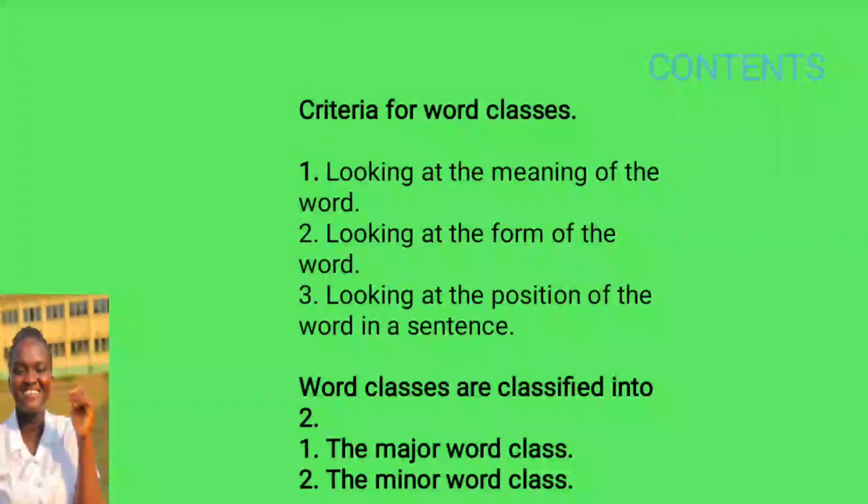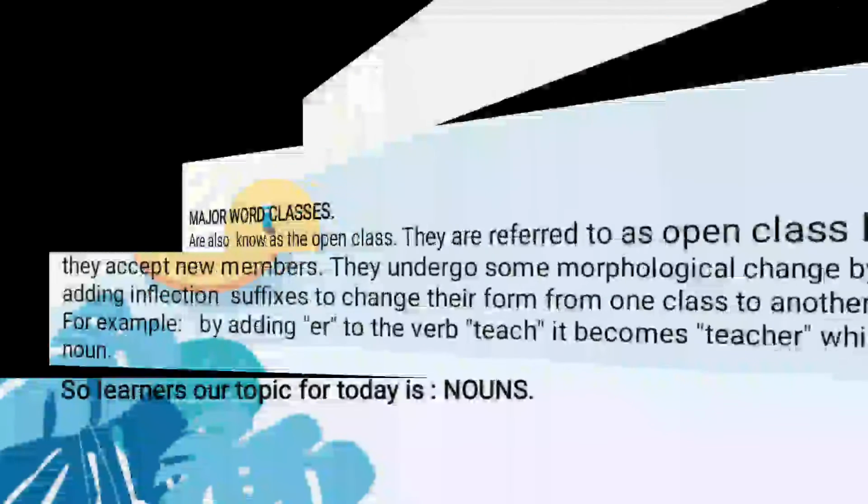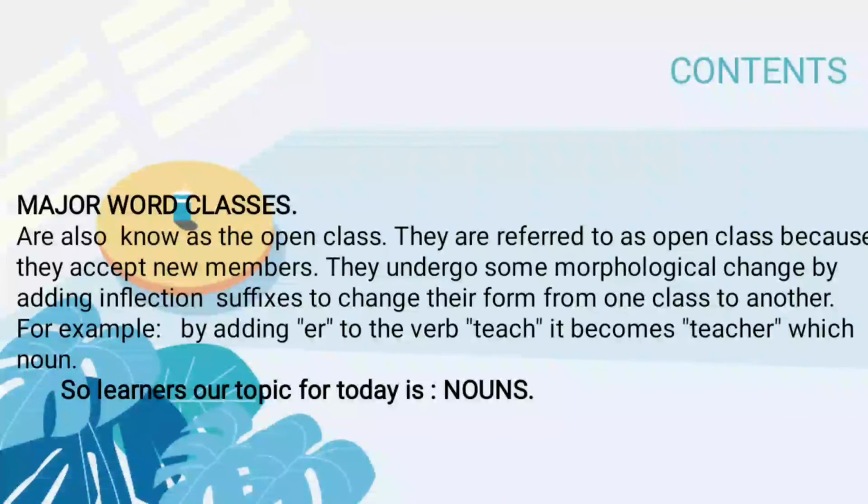Under word classes, we have criteria. These criteria are: 1. Looking at the meaning of the word. 2. Looking at the form of the word. 3. Looking at the position of the word in a sentence. Word classes are classified into two, which are the major word class and the minor word class. Our focus today is on the major word classes.